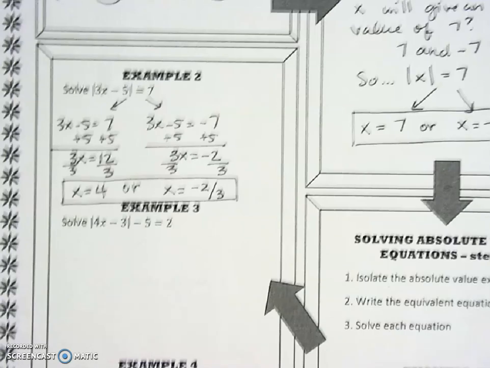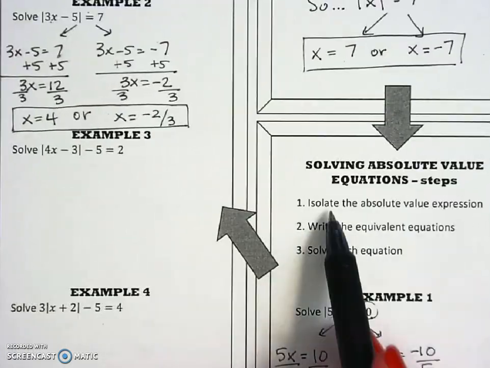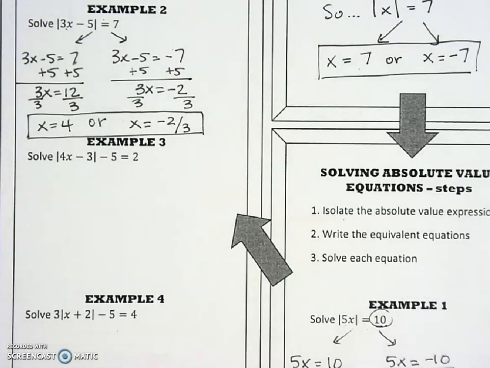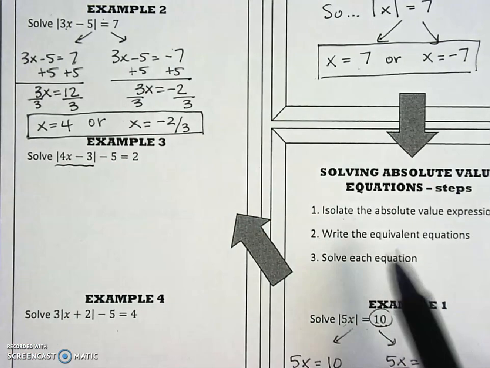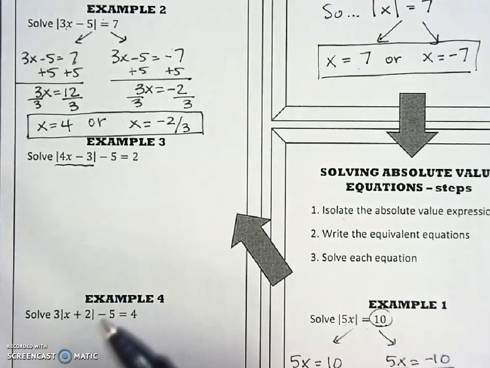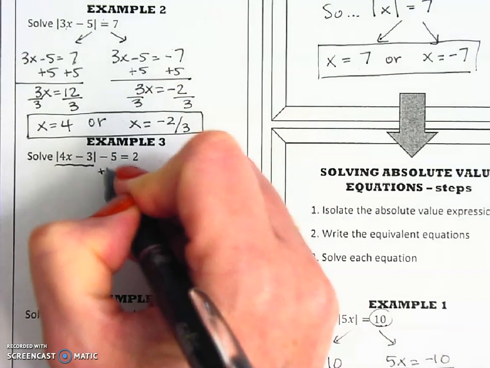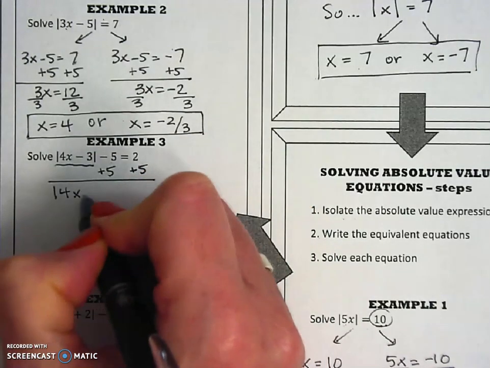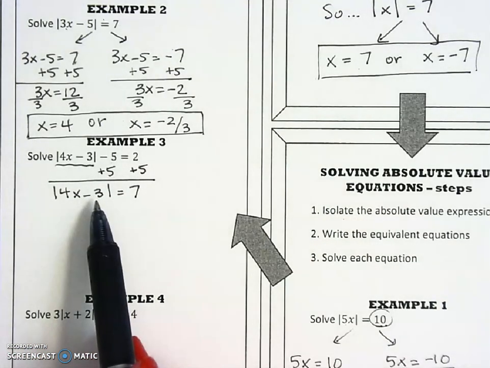On example 3, this is our first time where we have to do step 1, isolate the absolute value expression. So this piece right here is my absolute value. Isolating it means getting it all by itself on one side, but right now on the outside is a minus 5. So I need to move that 5 over by doing the opposite to both sides. And now the absolute value is isolated.